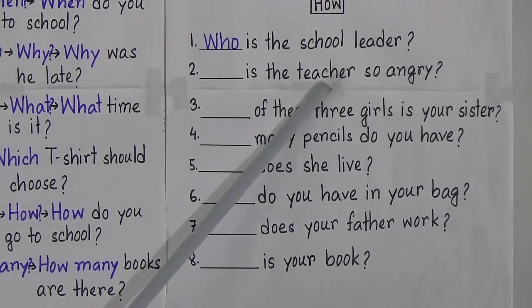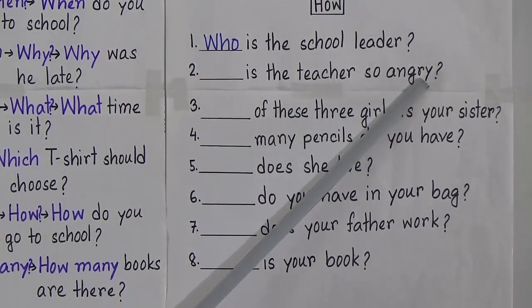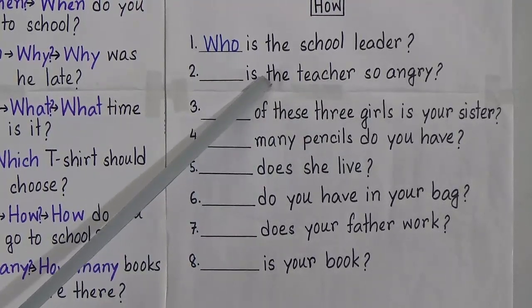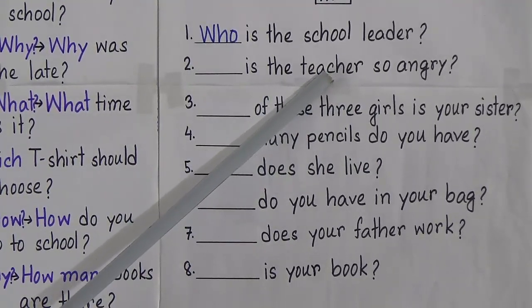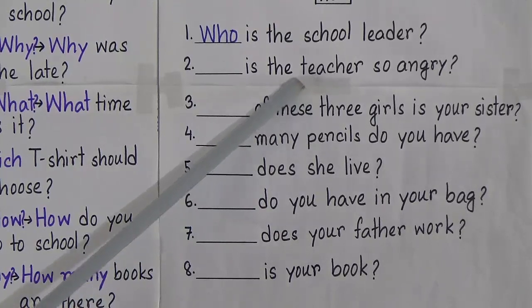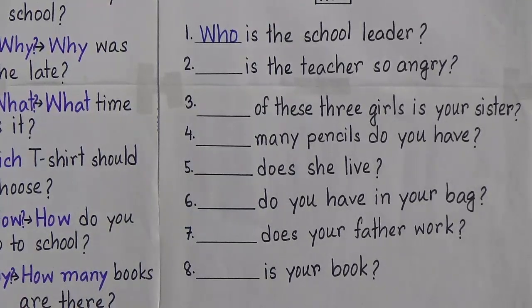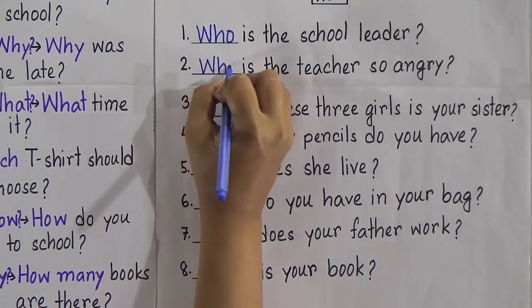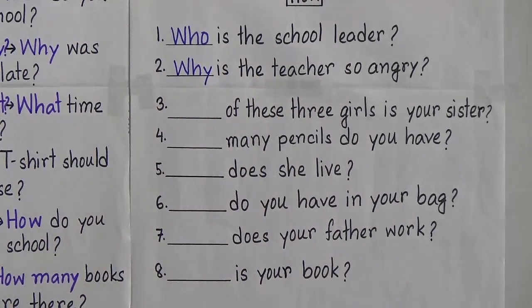Dash is the teacher so angry. So the teacher is so angry. So there should be a reason. So if you want to know the reason, what will you use? Yes, you are correct. We use why. So we will write here why. Why is the teacher so angry?